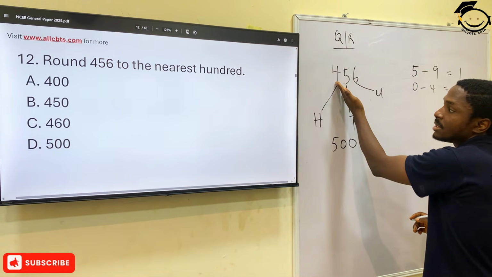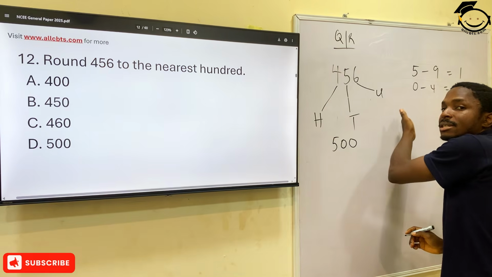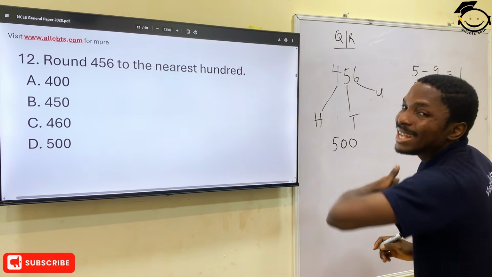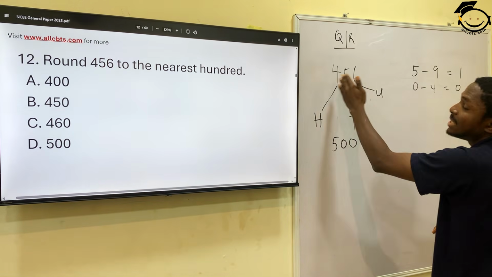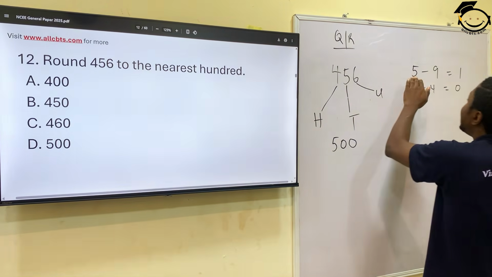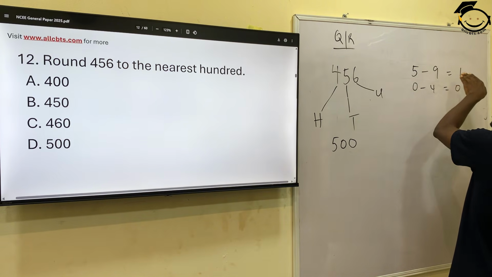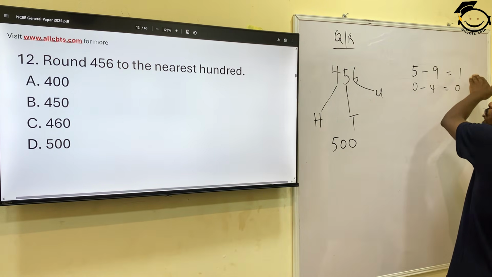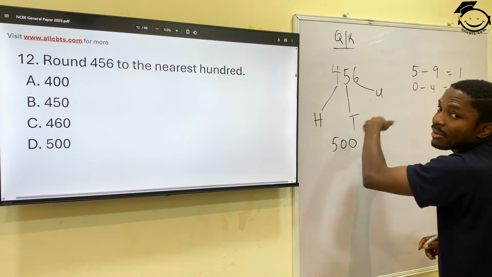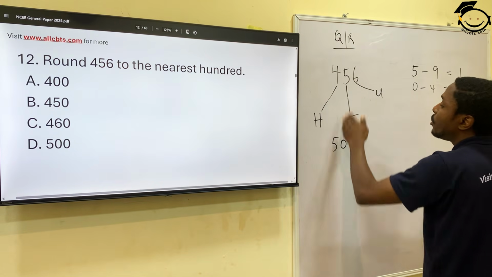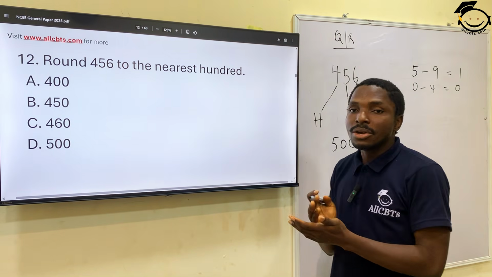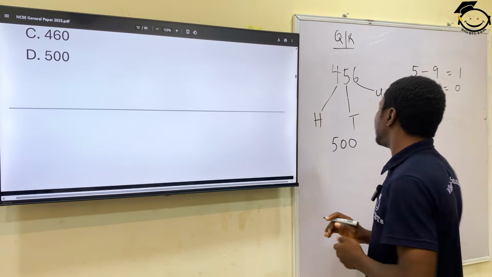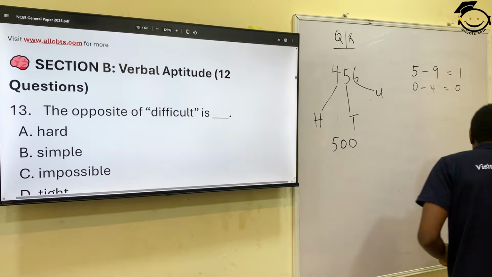It was 456. We needed to round it to the nearest 100 because the number in the tens place, 5, is between 5 to 9. The rule says to change it to 1 and add it to the number we are rounding, which is 4. It becomes 5. Every other number behind it becomes 0. Hope that is clear enough. So your answer there is 500.